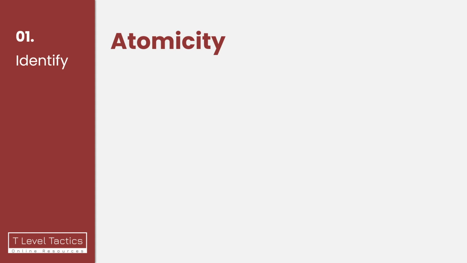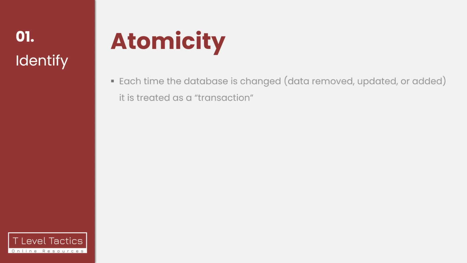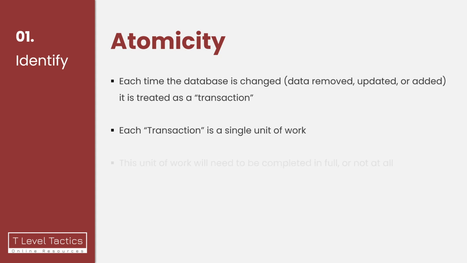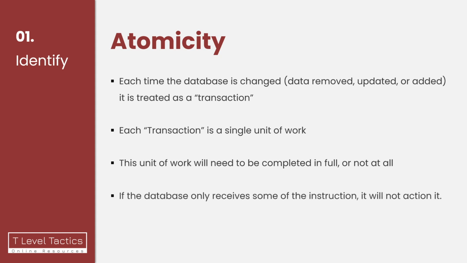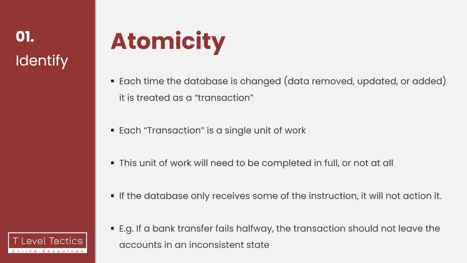With atomicity, each time the database is changed, where data is removed, updated, or added, it is treated as a transaction. Each transaction is a single unit of work, and this unit of work will need to be completed in full or not at all. If the database only receives some of the instruction, it won't action it. For example, if a bank transfer fails halfway, the transaction should not leave the account in an inconsistent state.